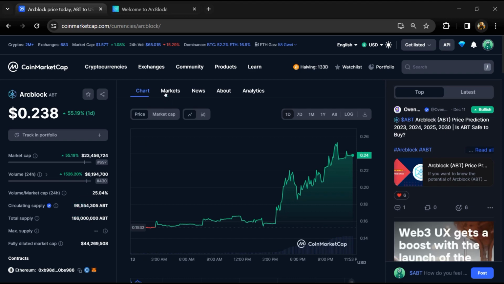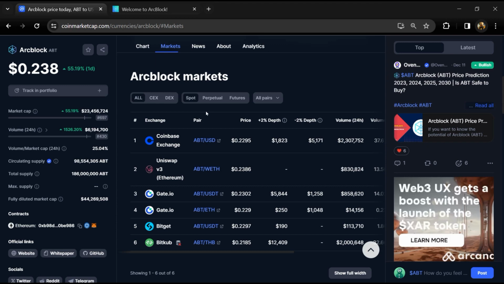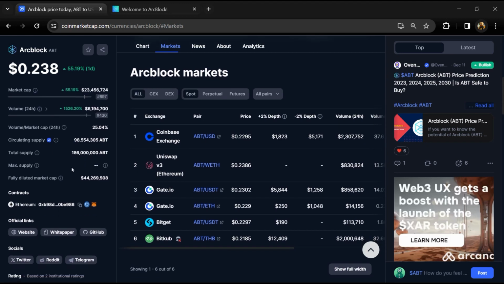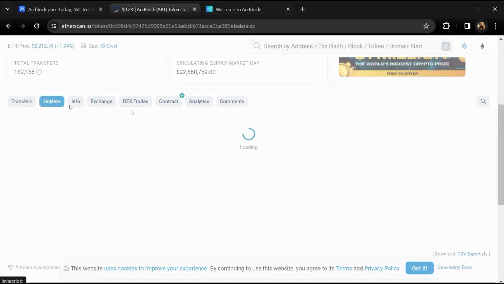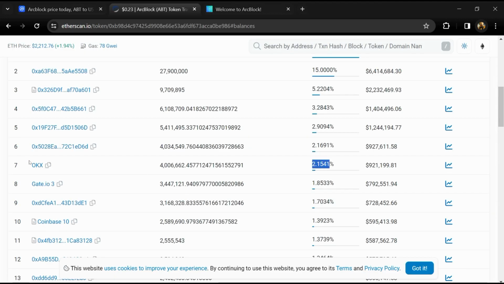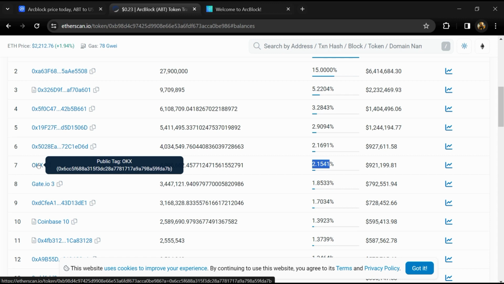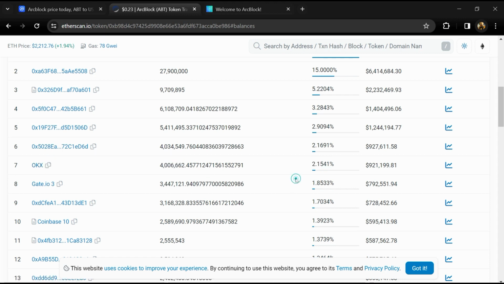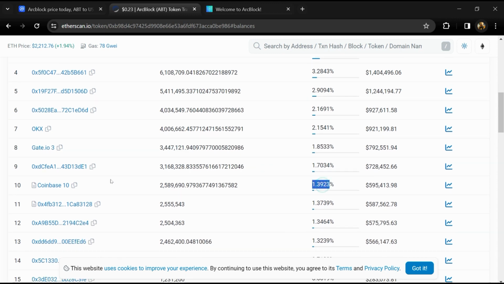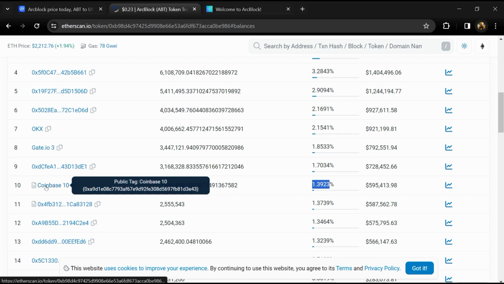ABT token is listed on most popular exchanges like Coinbase, Gate.io, Bitget and other exchanges. 3.1% of ABT token is available on OKX exchange, 1.8% is available on Gate.io exchange, and 1.6% of ABT token is available on Coinbase exchange.